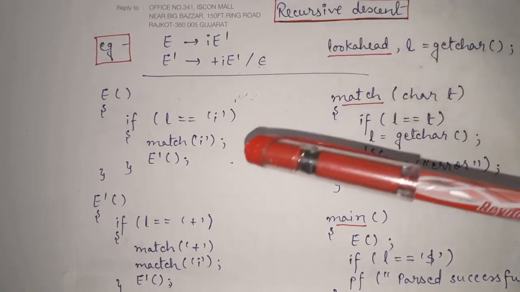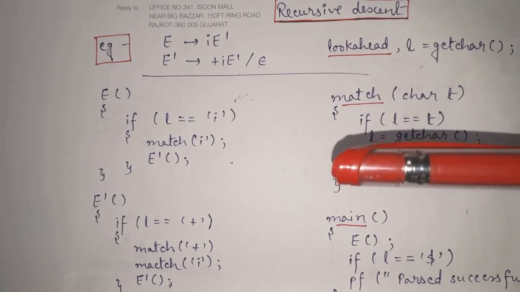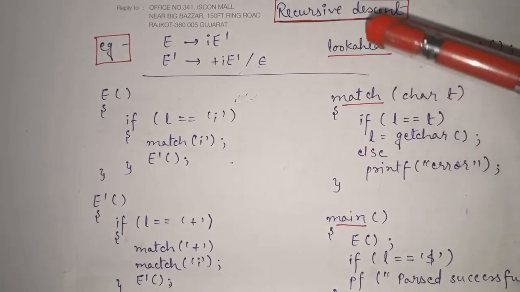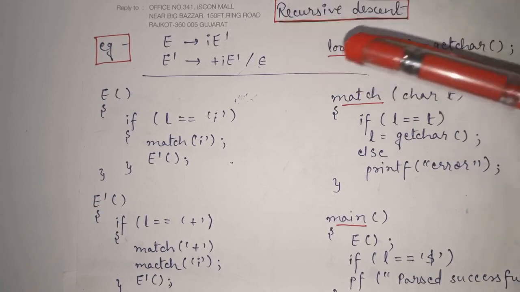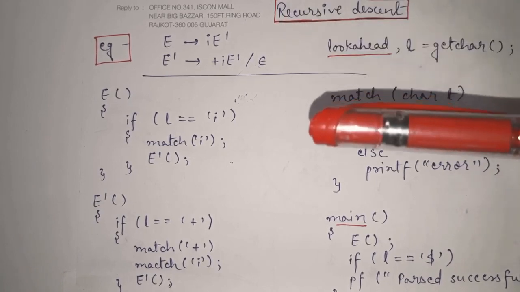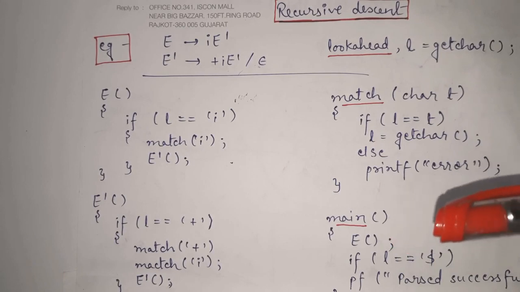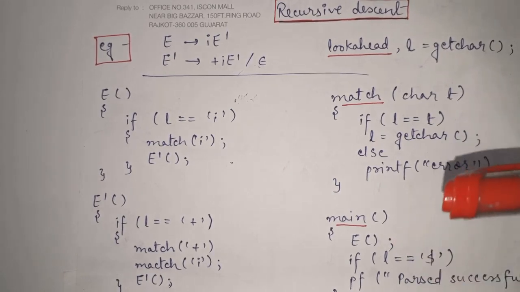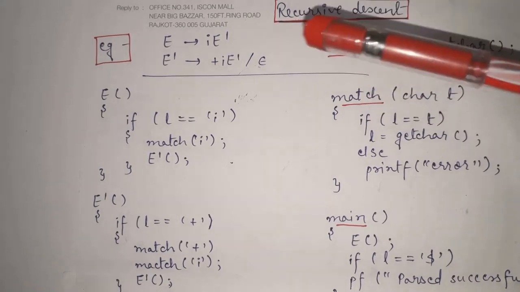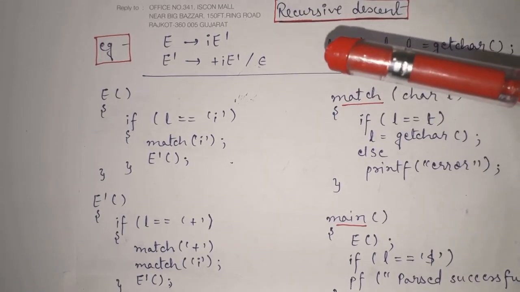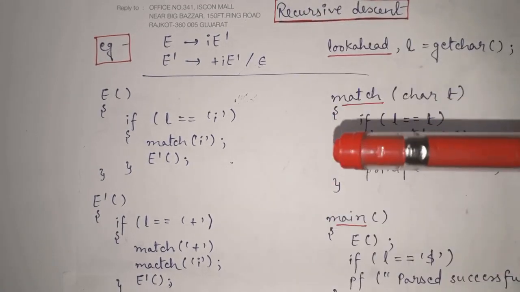What does the word recursive mean? We have already studied recursive functions. You must know at least the word recursive. Recursive means calling itself. A recursive function means the function that calls itself. It is known as the recursive descent parser. So recursive is all about calling itself again and again.